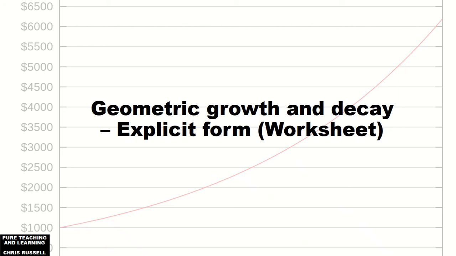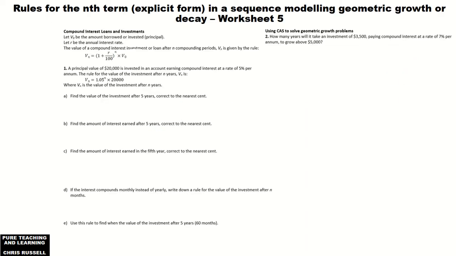Geometric Growth and Decay, Explicit Form, Worksheet. So, here is the worksheet for the rules of the nth term or explicit form in a sequence modelling geometric growth and decay. First, we're going to look at compound interest loans and investments. So let's have a look at the first question there.